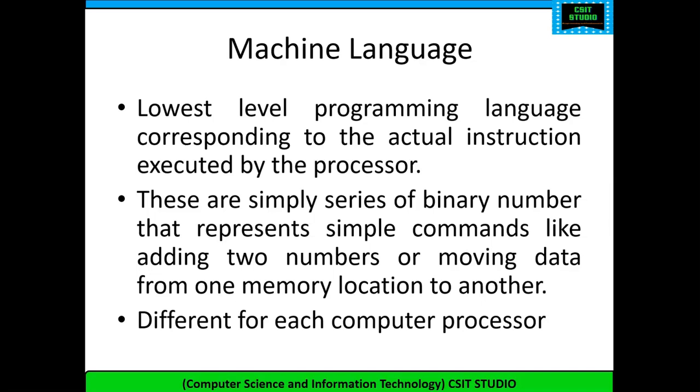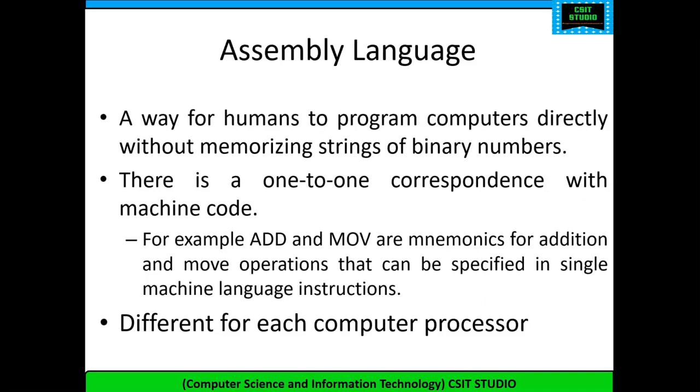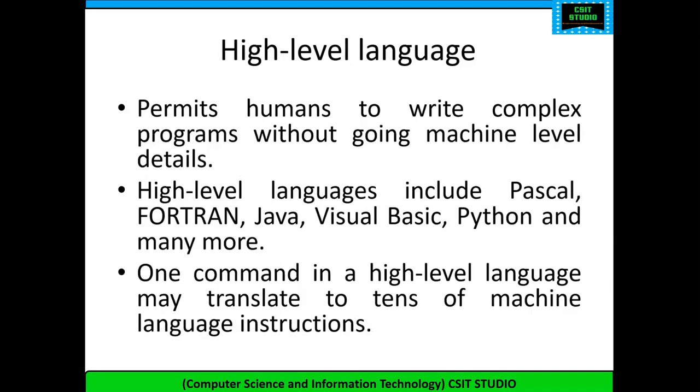The next level higher language is called assembly language. This is a simple way for humans to interact with the computer without remembering the strings of binary numbers. For each machine code, we have simple mnemonics or instructions like add or move. So instead of remembering those numbers, we remember these instructions. Again, assembly language is specific to each computer processor, and is dependent on the processors.